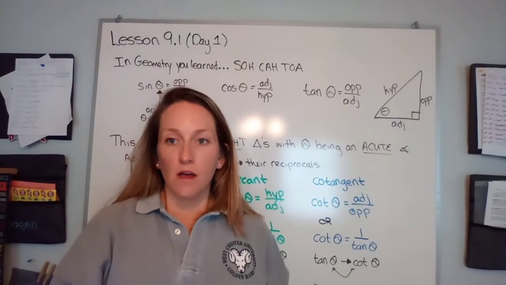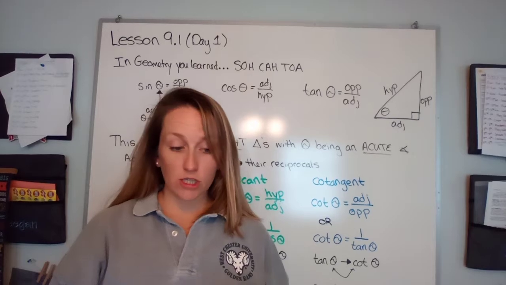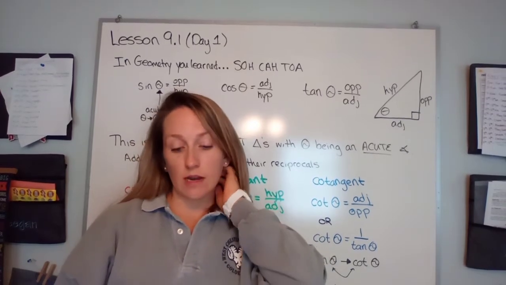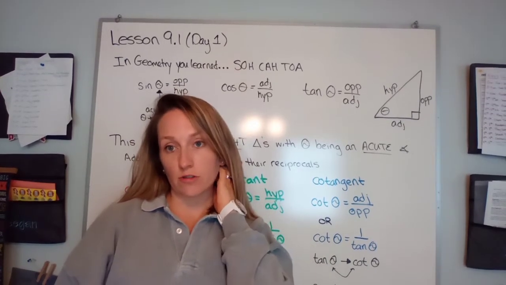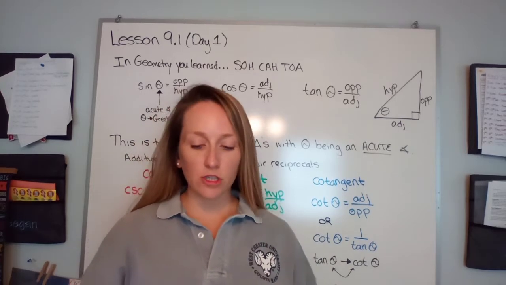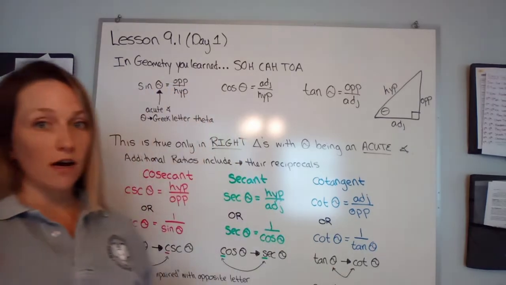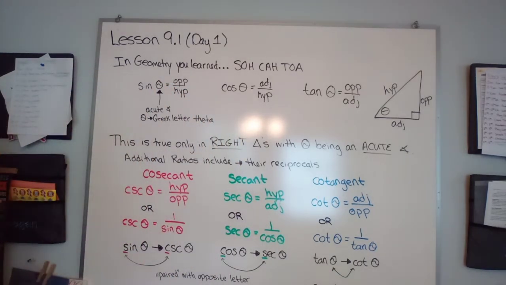All right, so we're going to get started on the last chapter of the school year, which is chapter number 9. Today we're going to start talking about right triangle trigonometry, and our goal is to talk about the six trigonometric functions and special right triangles. I have a bunch of information to start us off with, and the beginning is actually a review from geometry.